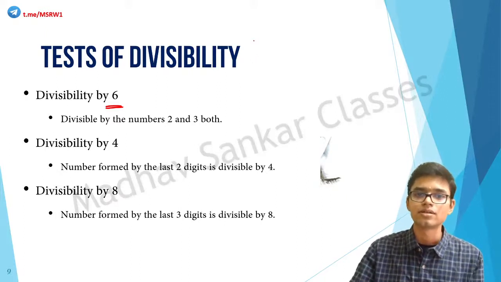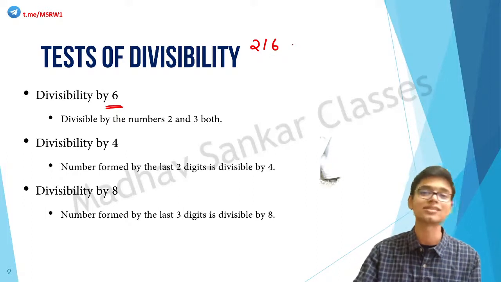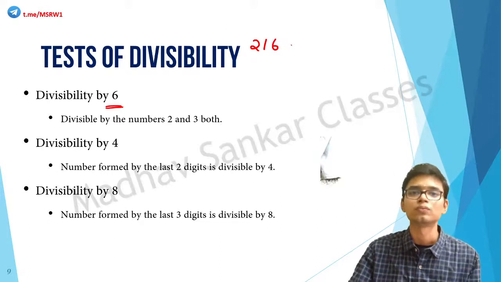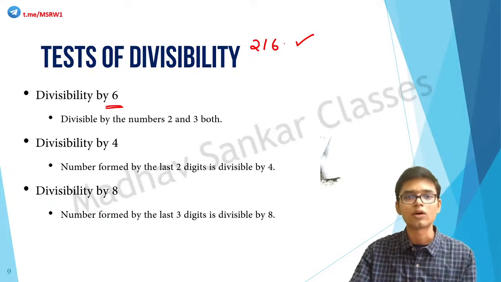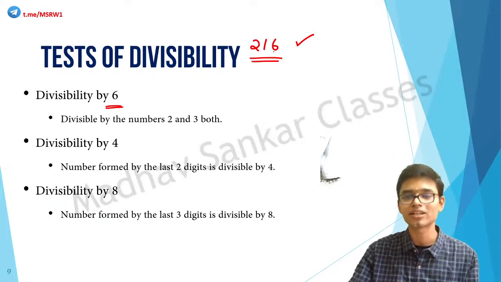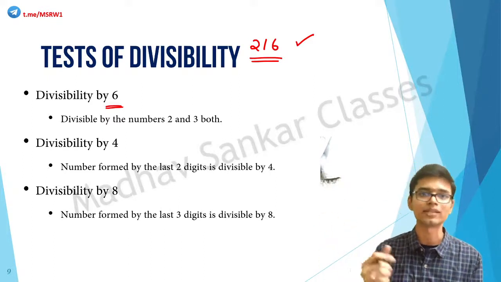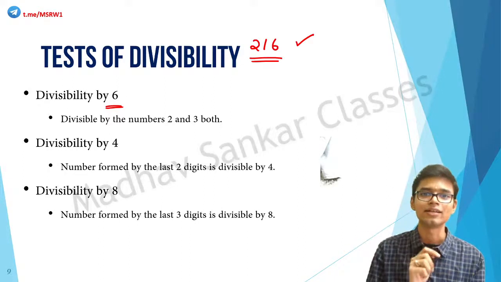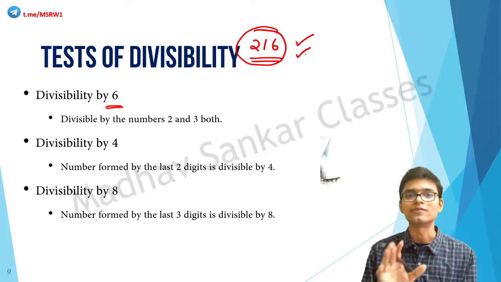Let's take an example. 216. Is this number divisible by 6? We all know that it is divisible by 6 because 216 is the cube of 6, 6 into 6 into 6. But let's check. Is it divisible by 2? Yes, because it is an even number. Now, whether this is divisible by 3. How do we check for divisibility by 3? Add the given digits and see if the sum is divisible by 3. So 2 plus 1 plus 6 is 9, and 9 is divisible by 3. So this number is divisible both by 2 and 3. Therefore, it is divisible by 6.